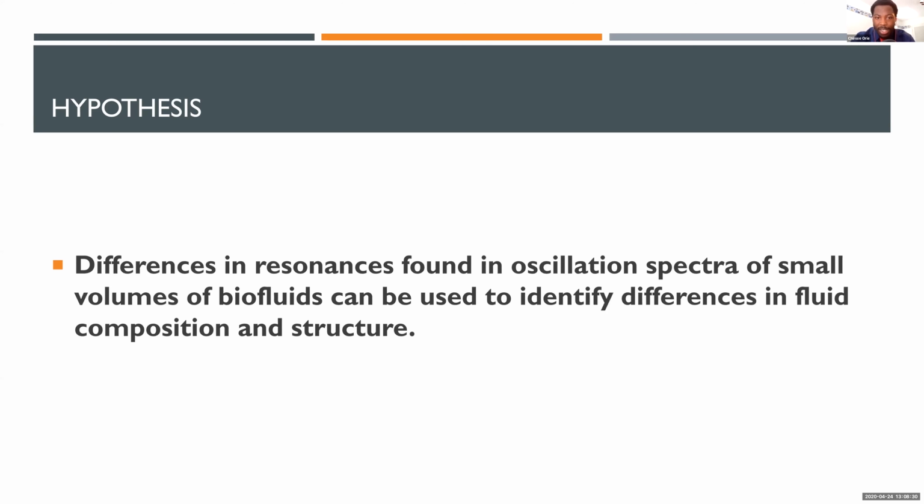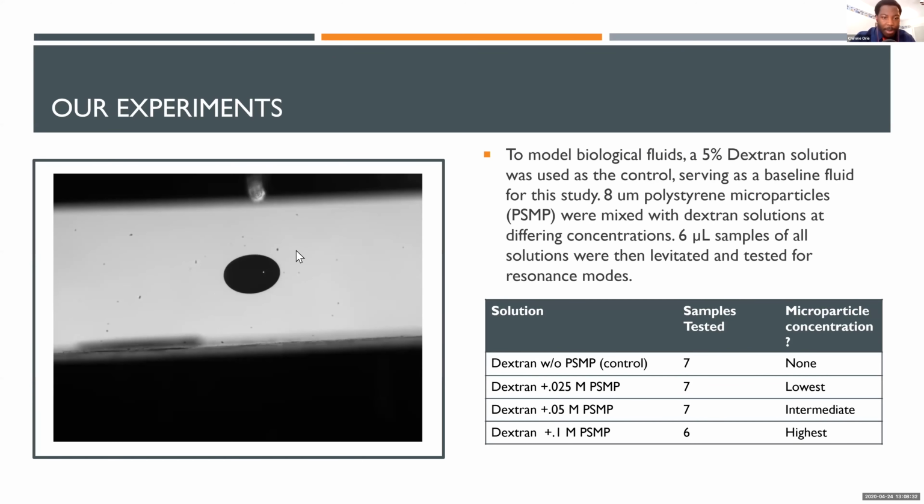So to test that, we have this example picture of a levitated sample. We decided to make a model using a control, which is a 5% dextran solution. And then to represent cells, although they're not cells and they don't move like cells, but they are small like cells, we had some polystyrene microparticles 8 micrometers in diameter, and we put them inside of the control, the dextran solution.